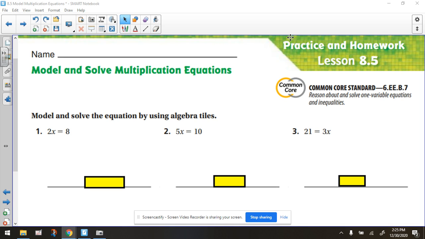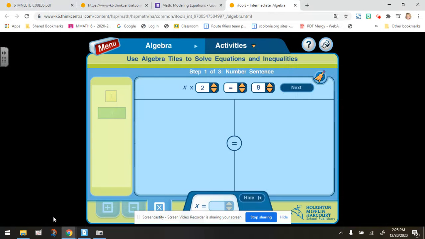We're going to take a look at how you might use algebra tiles to help you answer questions like we see here. So the directions are to model and solve the equation by using algebra tiles, and they give us 2x equals 8. So let's take a look at our algebra tiles.